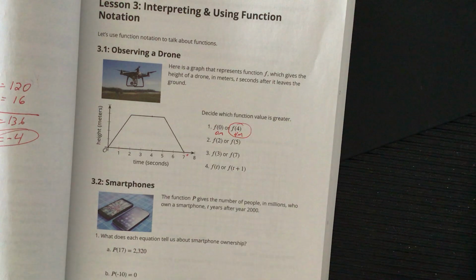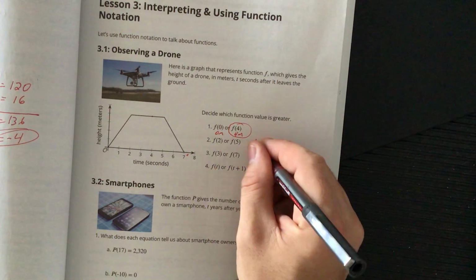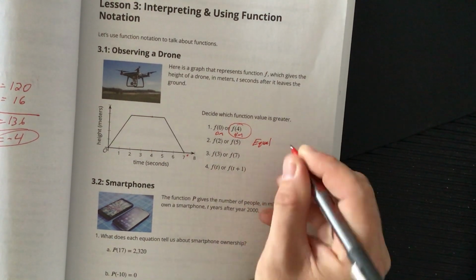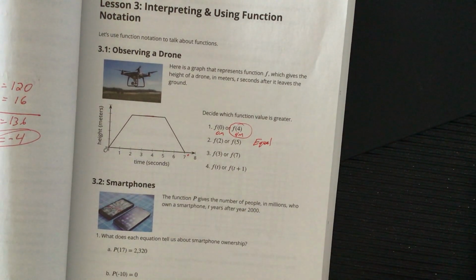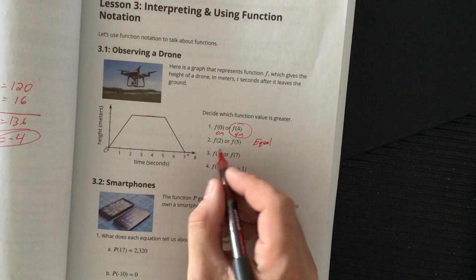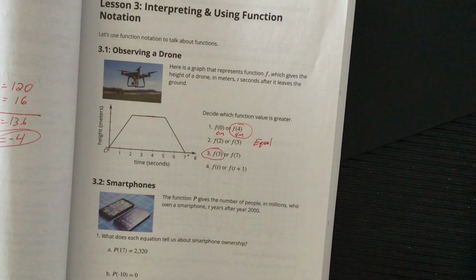Somebody else take number 2. Height of the drone at 2 seconds or height of the drone at 5? Equal. They're equal. They're both at 4 meters. Number 3? Okay, somebody else take the last one.